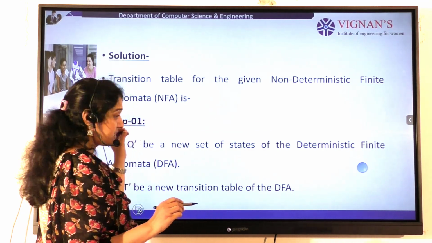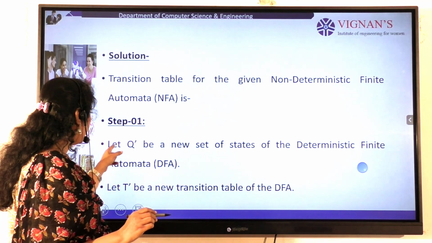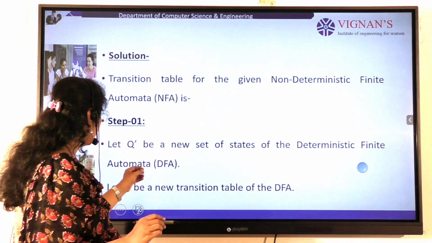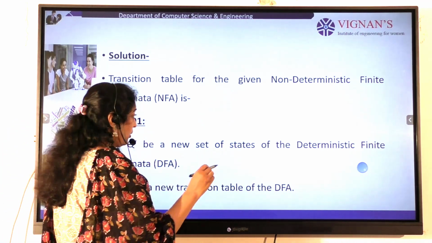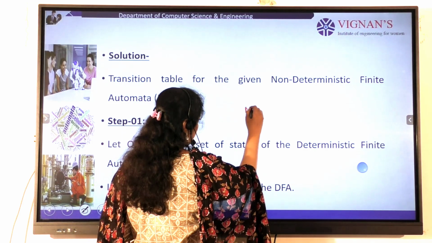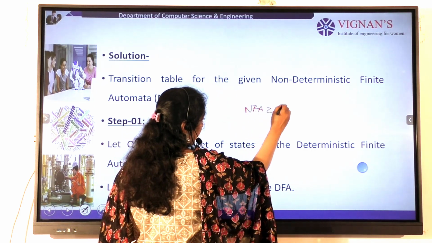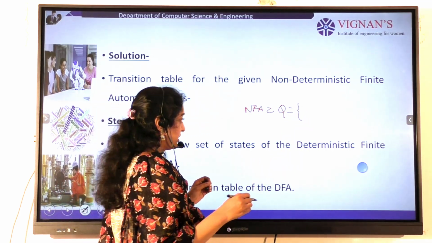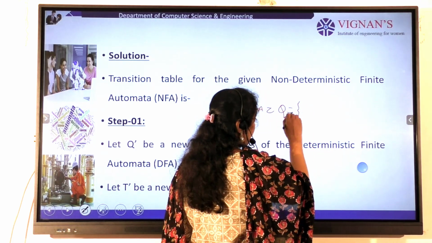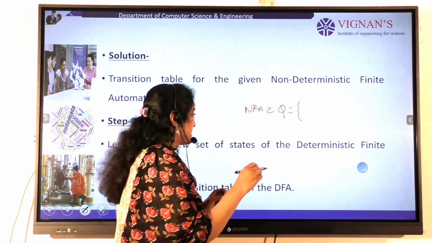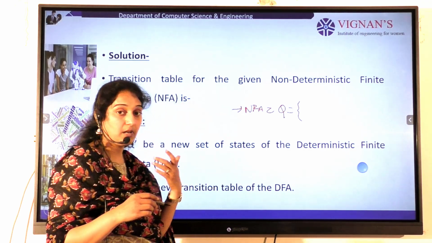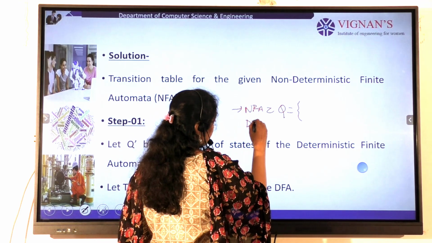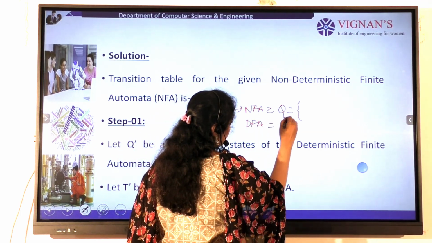So here, the first step we need to do is let Q dash be a new set of states of the deterministic finite automata. We know that an NFA contains Q, which is the set of states available. So capital Q is the set of states of the NFA. But as we are now going to convert this NFA to DFA, the set of states in the DFA is represented by Q dash.